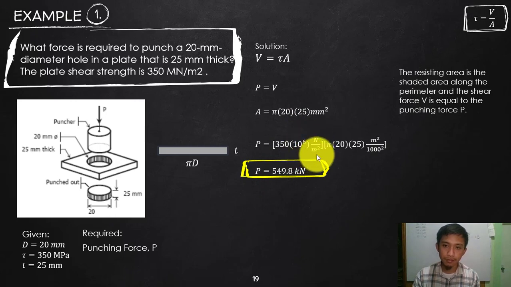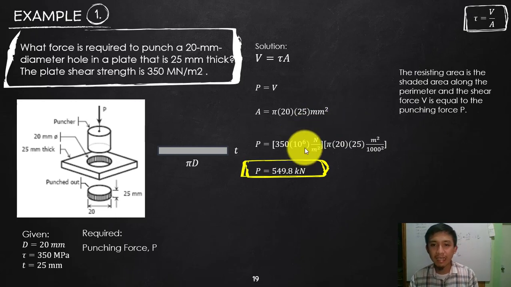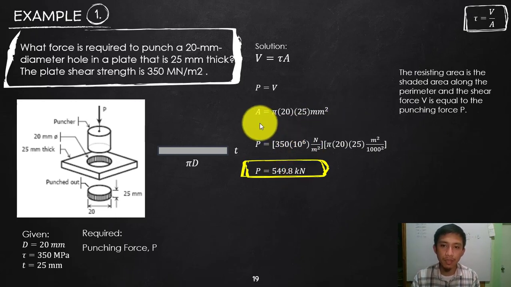By the way, it's up to you how you will compute this one. This is just directly transformed to kilonewton. But what I did here is that 350, that is megapascal, which is meganewton per meter squared. And then I will convert that one to newton by multiplying by mega, that is 10 raised to 6, that's why there is no mega here. So newton per meter squared.